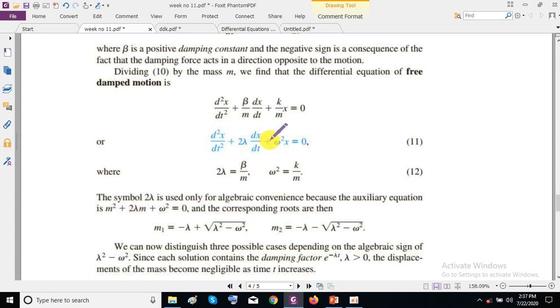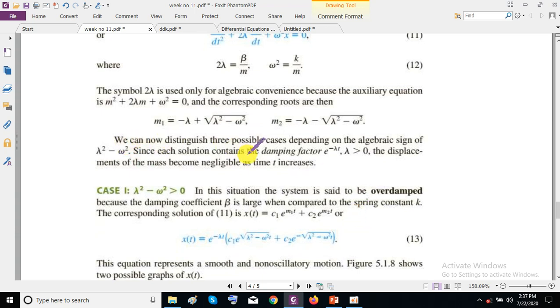Okay, ये फिर इसका auxiliary equation, जब second order differential equation आपके पास आ जाए तो इसके solution के methods हैं, जो आप लोग already differential equation में पढ़ चुके हैं. तो अगर इसका auxiliary equation इस तरह आता है, पहले जब आप इसको solve कर लेते हो, so the corresponding roots will be m1 equals minus lambda plus square root of lambda square minus omega square, और ये दूसरा इस तरह आएगा. So we can now distinguish three possible cases depending on the algebraic sign of lambda square minus omega square, since each solution contains the damping factor e power minus lambda t, where lambda is greater than 0, the displacement of the mass becomes negligible at large time t.